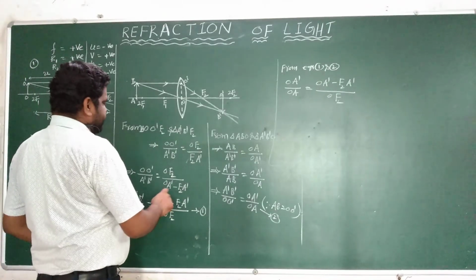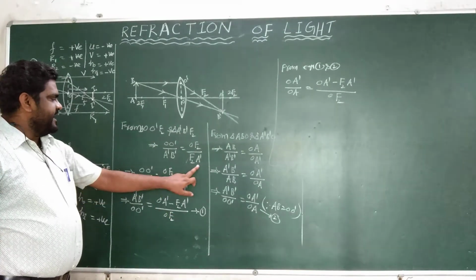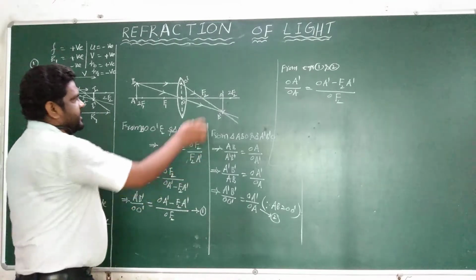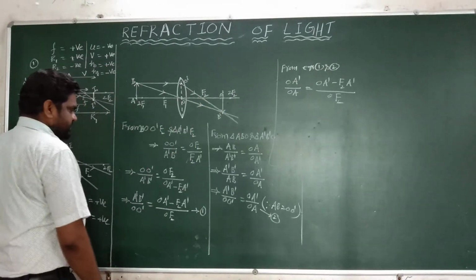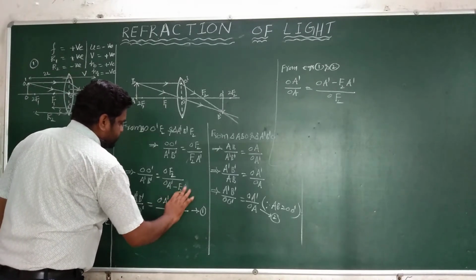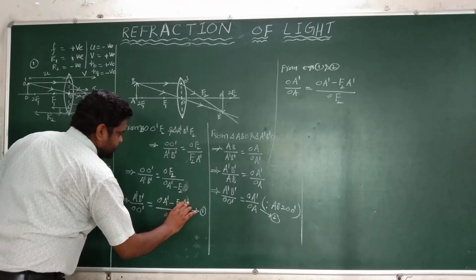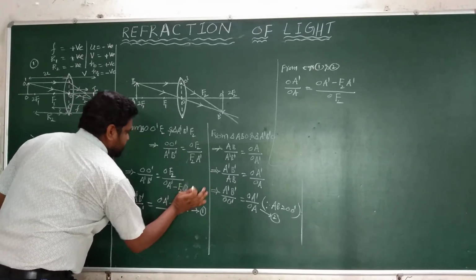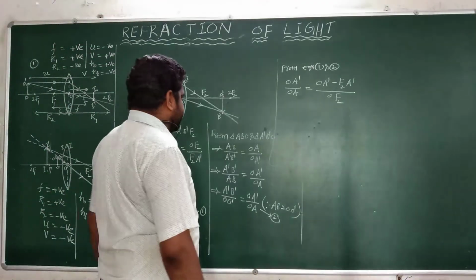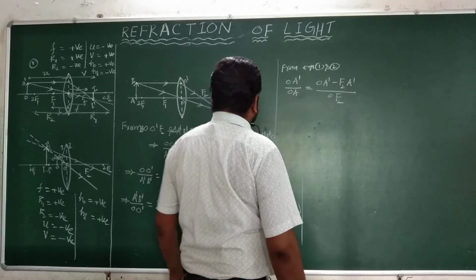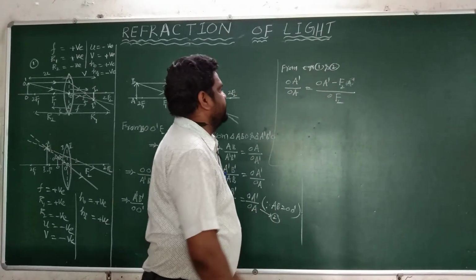OA dash is replaced by, see here, OF2 divided by F2 A dash, which is nothing but OA dash minus OF2. This is not OF2. This is F2O, so this is also F2O. That's why, for our convenience, we write it as OF2.